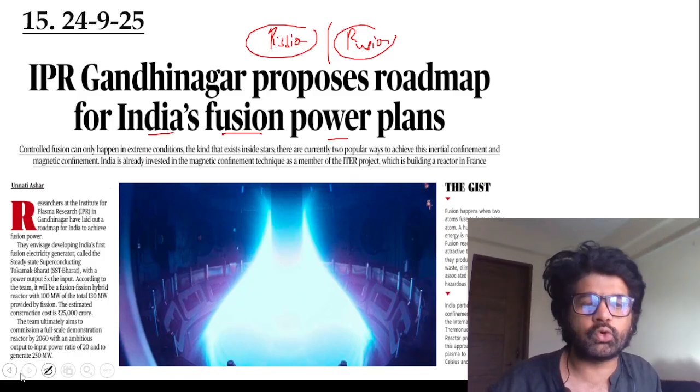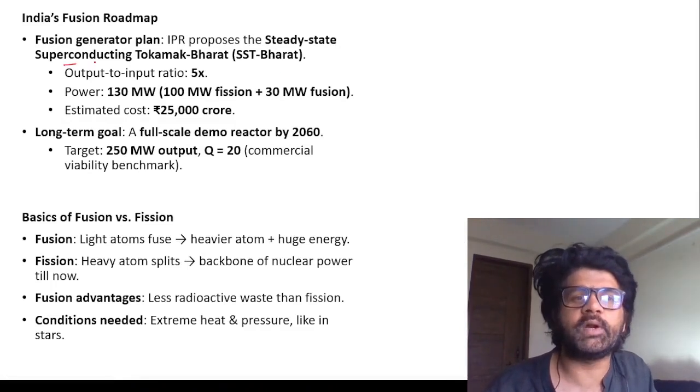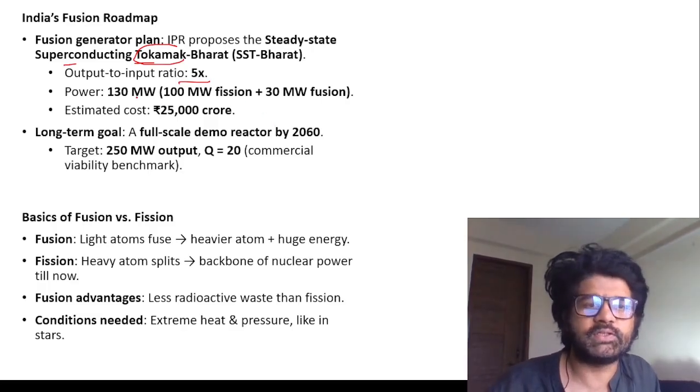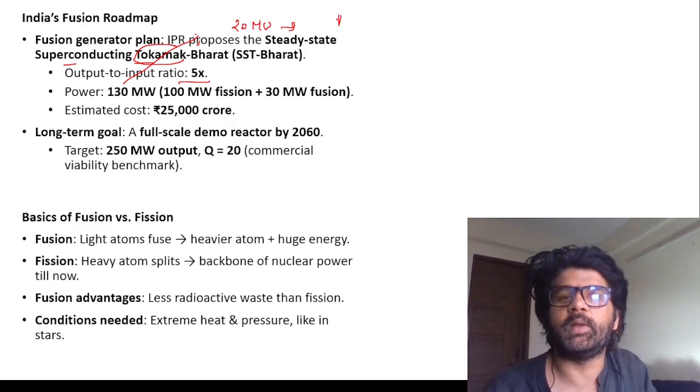IPR Gandhinagar proposes a roadmap. So again, let's focus on the things which are important. It proposes a steady state superconducting tokamak. Tokamak is a fusion reactor. Output to input ratio is 5x. What does it mean? Let's say I give an input of 20 megawatt to this fusion power plant. I will get 100 megawatt. This is a hybrid reactor, guys.